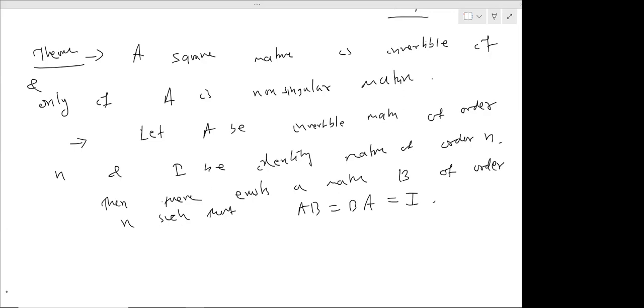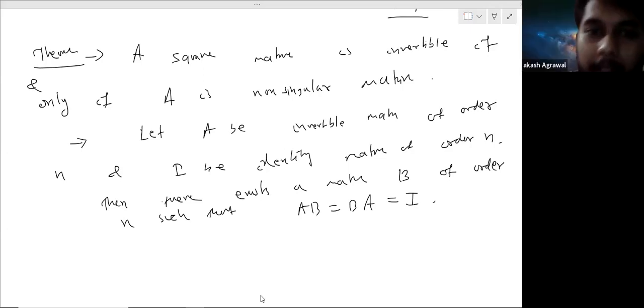Then what is written after then? Okay, which then? Order n. Then order n. Then there exists a matrix B of order n such that AB equals to BA equals to I. Sir, can you read the theorem? Okay, the whole theorem. A square matrix is invertible if and only if A is non-singular matrix, right?